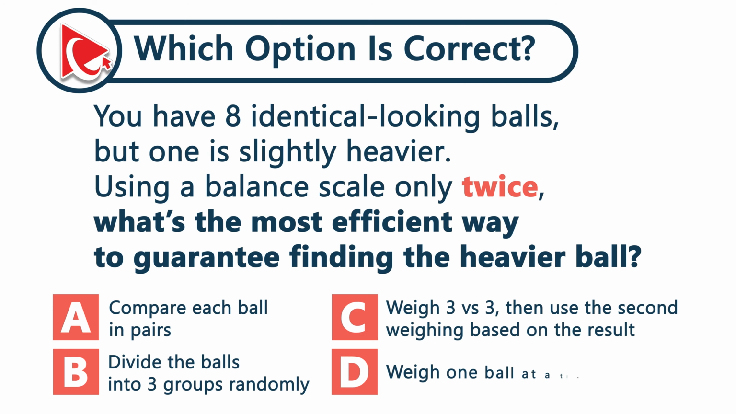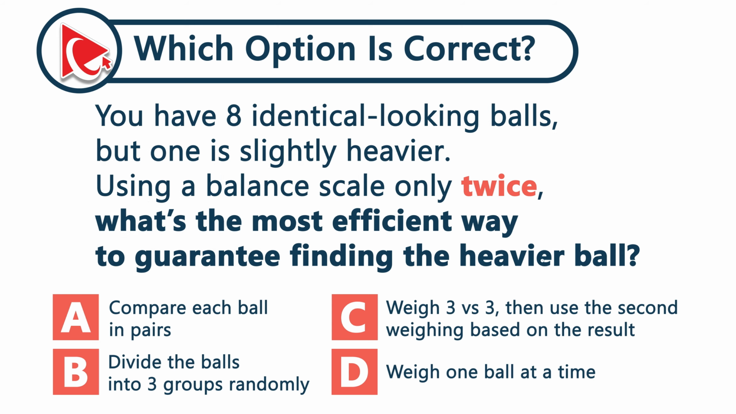You've got 8 identical looking balls, but one is slightly heavier. And you only have 2 chances with the balance scale to find the heavier ball. What do you do?